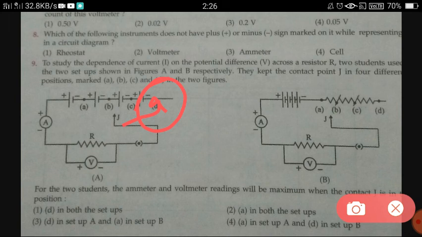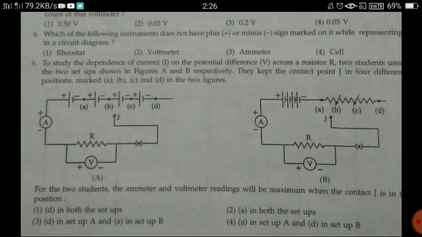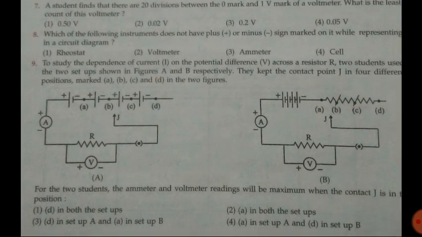And in setup B, J should be at A. At this point A, we will get the maximum reading, because points B, C, D are passing through resistance, so that's why they will not provide the higher, maximum reading. So in A we should connect J with point D, and in B we should connect J with point A.